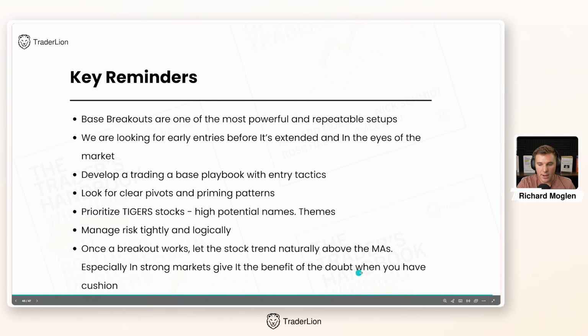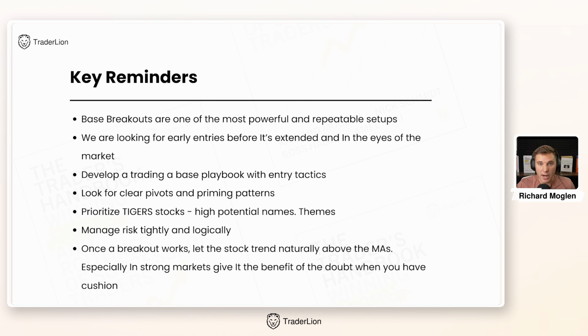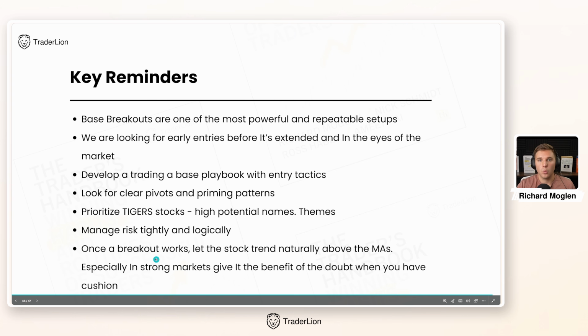Give it the benefit of the doubt when you have cushion. You'll be amazed about how these names can trend. I did not expect LEU to just take off and go, but in strong markets, that can happen. So you want to use the asymmetry of the market in your favor. We want to cap the downside, but let the upside be unlimited, trending above the moving averages. So this is a really key bullet when we're in a strong market environment.